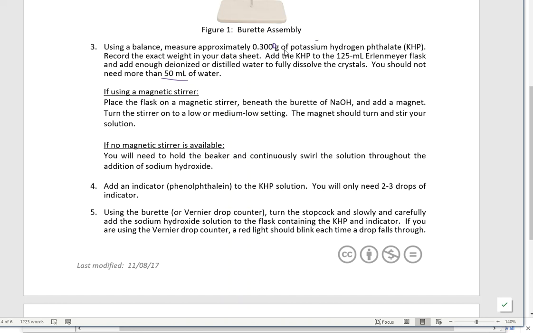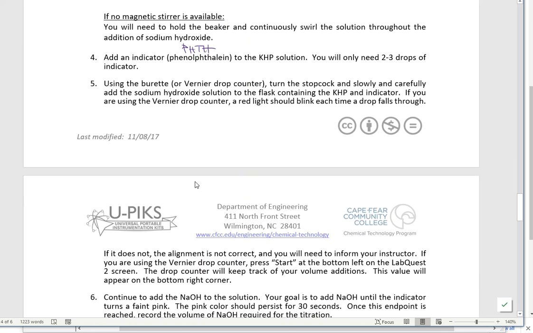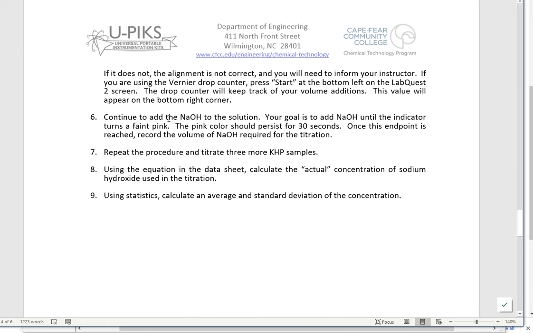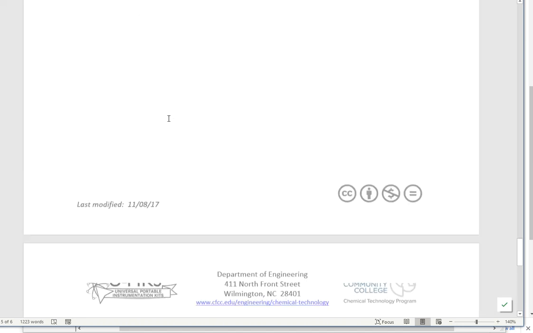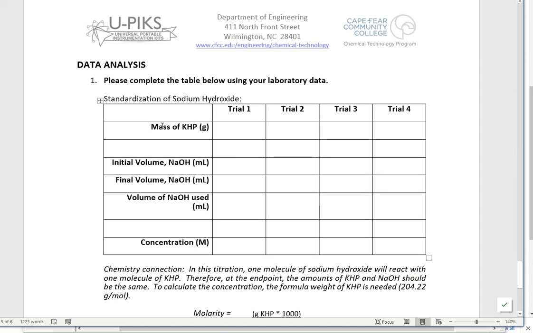Number four, you'll add the indicator, phenolphthalein. PHTH is typically how we abbreviate that in the lab. So when you see the bottle of PHTH, that is phenolphthalein that we are using as the indicator. 2 to 3 drops is really all that you need there. Then it says using the burette, fill it with your sodium hydroxide solution, and then you're going to titrate until those solutions turn pink. You're going to do this 4 times.